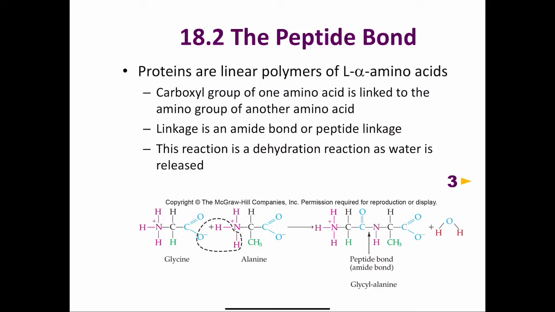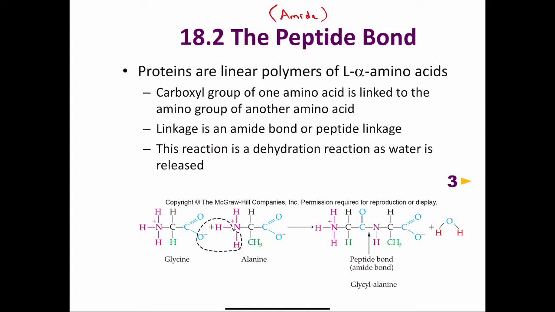Section 18.2 deals with peptide bonds, and peptide bonds are the same thing as amide bonds, except that when we see an amide in a protein or a dipeptide or a tripeptide, we call them peptide bonds. So an amide bond and a peptide bond are synonymous. Proteins are linear polymers of L-alpha-amino acids. The carboxyl group of one amino acid is going to be linked to the amino group of another amino acid.